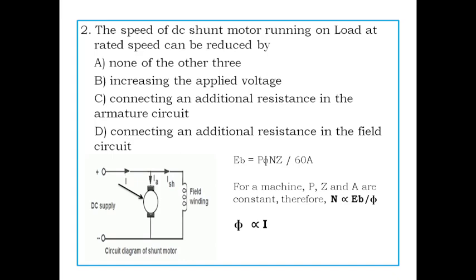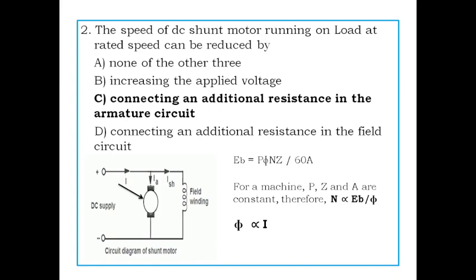So option C, that is connecting an additional resistance in the armature circuit, will reduce the speed of the motor. So option C will be the answer for this question. I am explaining the questions and answers in brief so that you do not make any mistakes in future. Just giving an answer is the easiest option, but explanation is very important. So please watch this video till the end, with some patience.